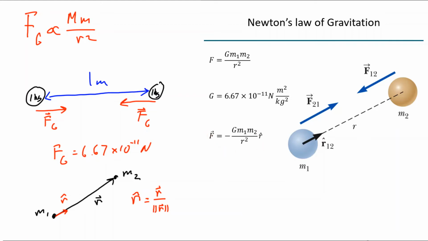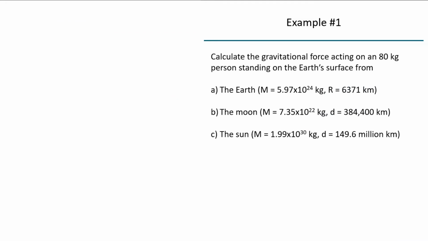Now, for the most part, I'm not really going to use this vector form of Newton's law of gravitation. It's a little bit clunky to always have to calculate what r hat is. Sometimes it's useful. Usually what I'm going to do is use this form to calculate the magnitude of the gravitational force, and then I will just figure out what the direction is. I know the direction always has to point from one mass to the other mass. Let's do a quick example to start with.